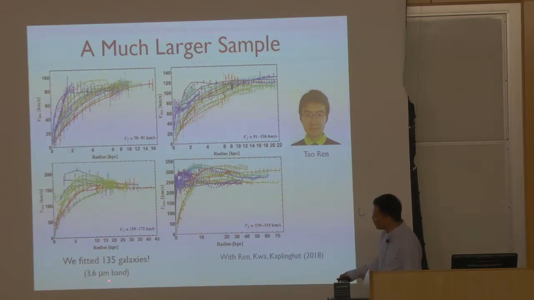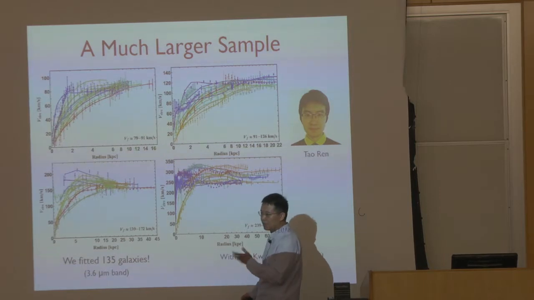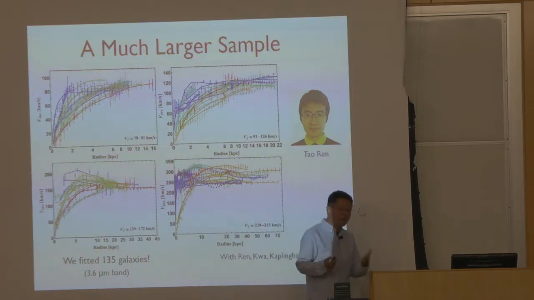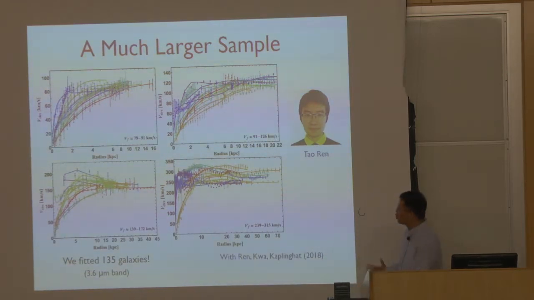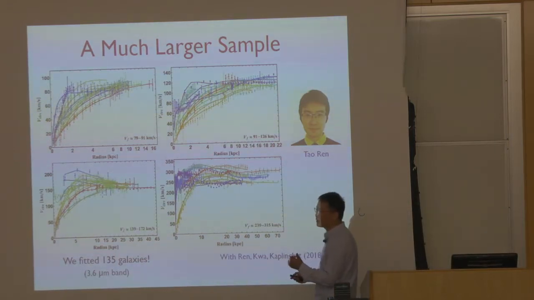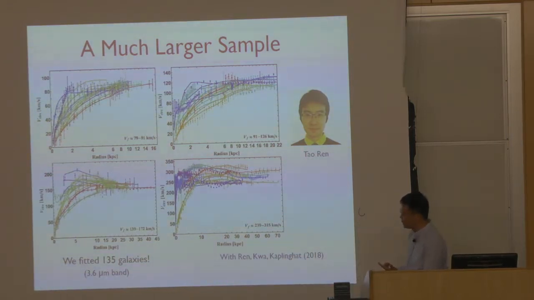This is the largest data set you can get for the purpose, because we need 3.6 micron band observations, since then you have a good handle on the mass to light ratio and so on. You can fit all the galaxies. It took me about 6 months to fit 30 galaxies. It took my student 1 month to fit 135 galaxies. You see how efficient the student is.